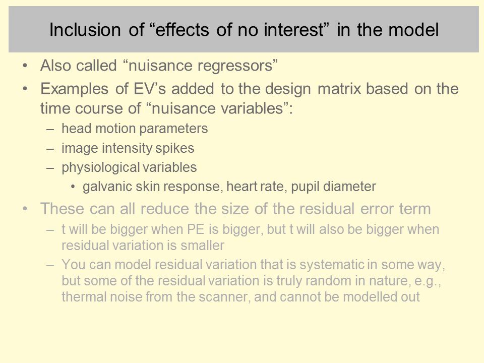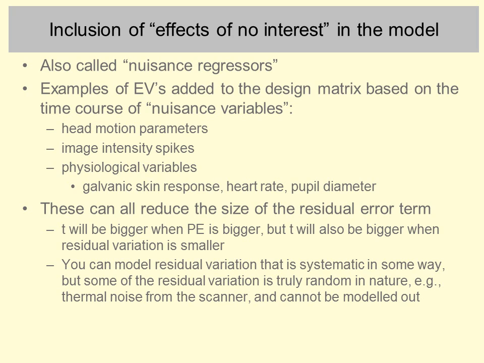Or sometimes they could even be the effect of interest rather than the effect of no interest. They all act to reduce the size of the residual error term, and as we've seen, the t statistic is going to be bigger if you reduce the error term, and of course it's also bigger when the parameter estimate is bigger. A couple more points to make.